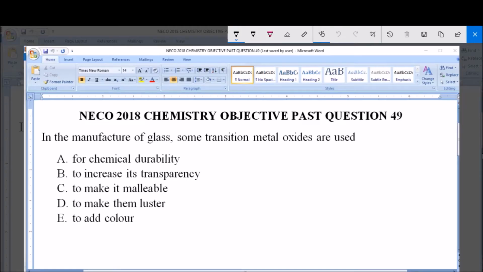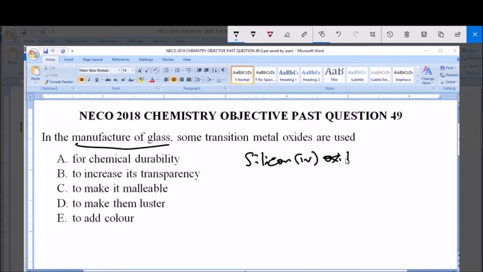I will be answering NECO 2018 Chemistry Objective Past Question 49. In the manufacture of glass, some transition metal oxides are used: A. For chemical durability, B. To increase the transparency, C. To make it malleable, D. To make them luster, and E. To add color.